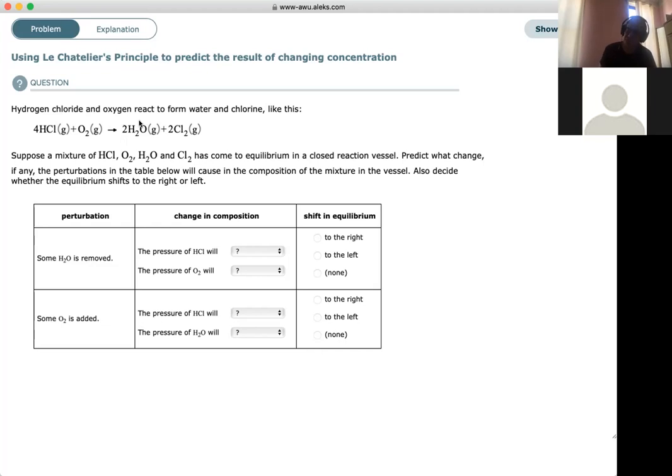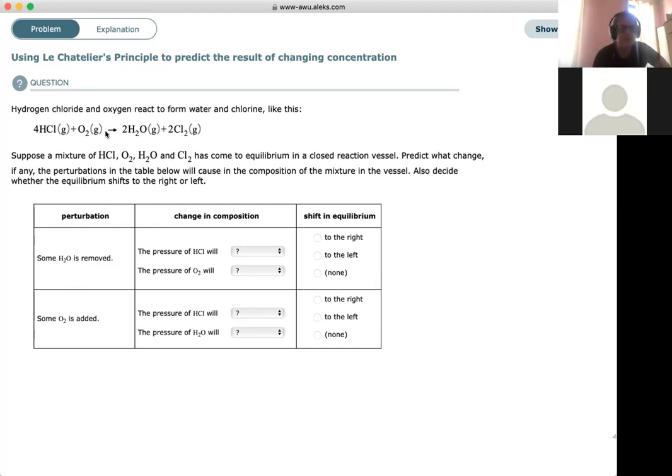So what the system will do is it will decelerate the reverse reaction, and then the forward reaction will take over. Both of those reactions are occurring simultaneously. This is called dynamic equilibrium. The reactants are turning into products, but the products are turning into reactants. At equilibrium, the rates are constant, so it's not really changing.